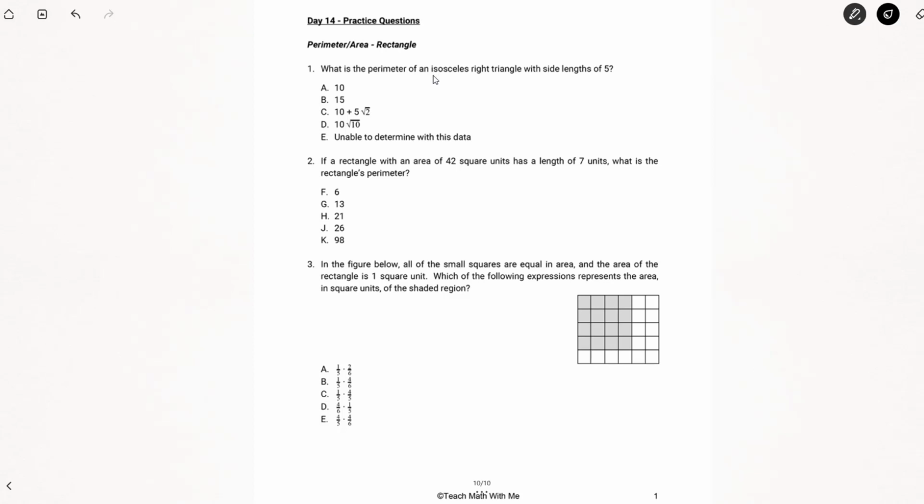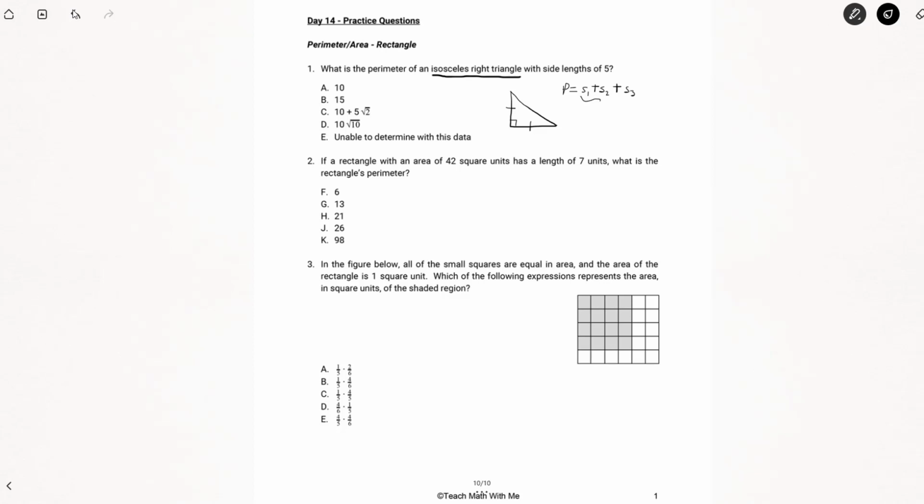First, we have an isosceles right triangle. So that's telling us we have a right triangle and is isosceles, which means that the two legs are the same length. Okay, and we're looking for the perimeter. And remember, when we're talking about perimeter, we're going around the outside edges. And the perimeter of a triangle is just going to be the sum of the three sides. So sum of side 1 plus side 2 plus side 3.